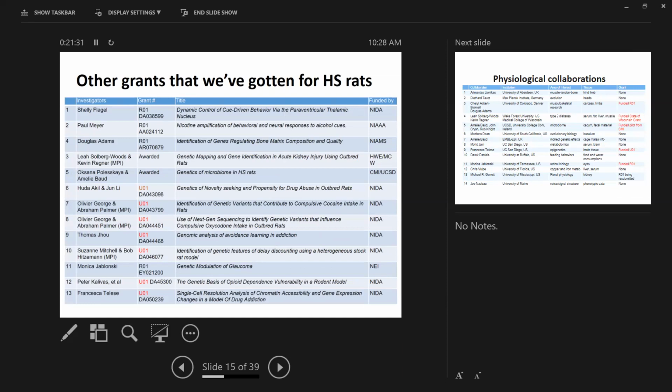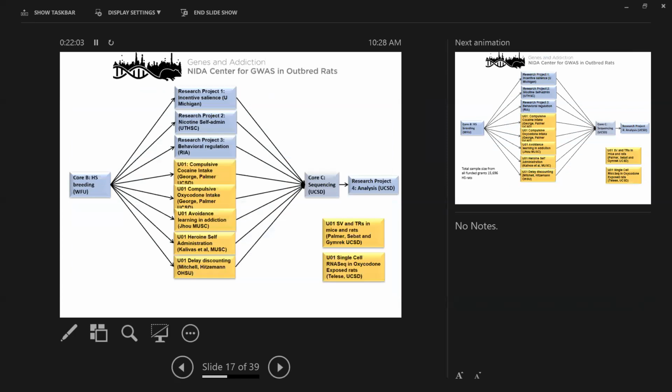A lot of these are about substance abuse, which are the ones that have these red UO1s in them. But there's other things, like we're working with a group that's interested in glaucoma. We have some stuff with alcohol. We have some stuff with bone matrix, something about bone quality. So lots and lots of people have joined this center because we have this infrastructure set up to do rat production, genotyping, phenotyping, and analysis. And that's been good for us because it means that we get really big sample sizes.